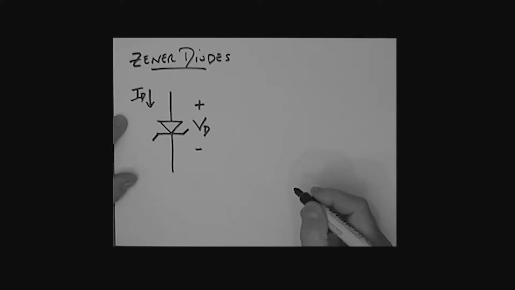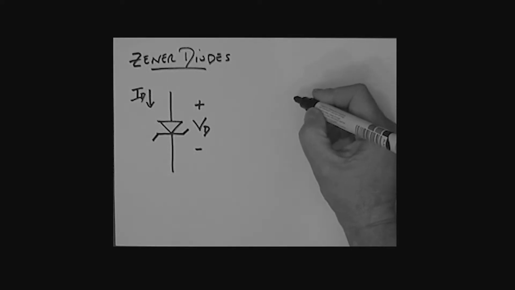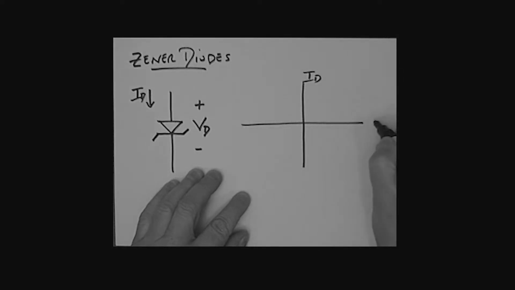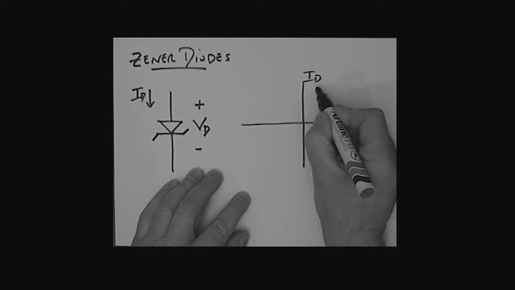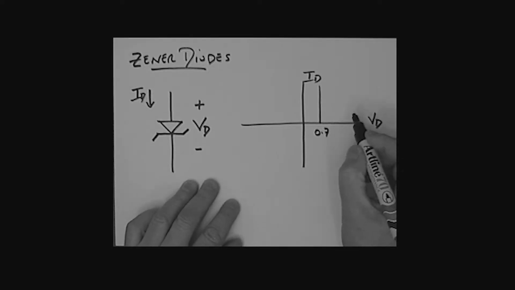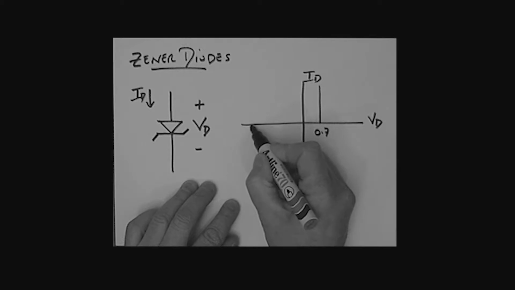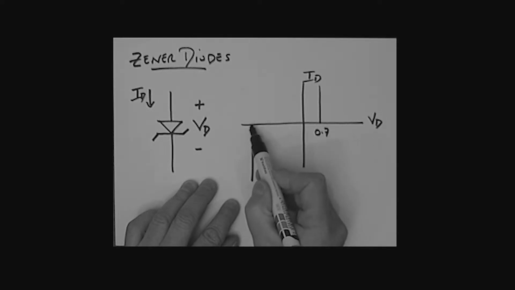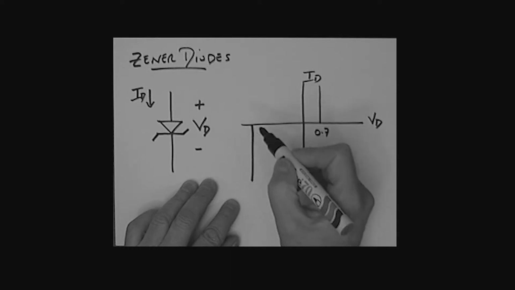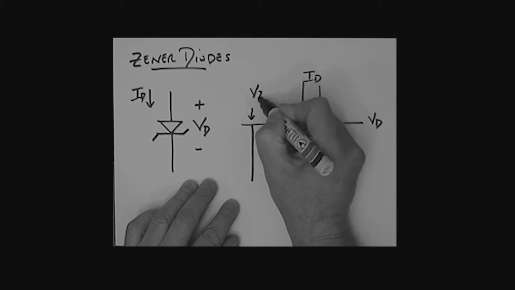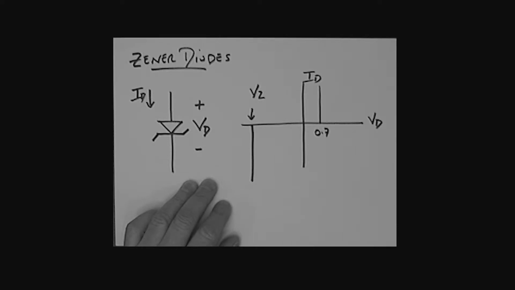If we look at the characteristic, and this is pretty much using the second approximation, it looks like this. We've got a plot of ID versus voltage VD. In the forward direction, it looks like a regular diode, and if we're talking about a silicon diode, then this value here would be about 0.7. In the reverse direction, however, this diode is actually designed to conduct in the breakdown region. This value of VD is often referred to as the Zener breakdown voltage, and we refer to that voltage as VZ, the Zener breakdown voltage.